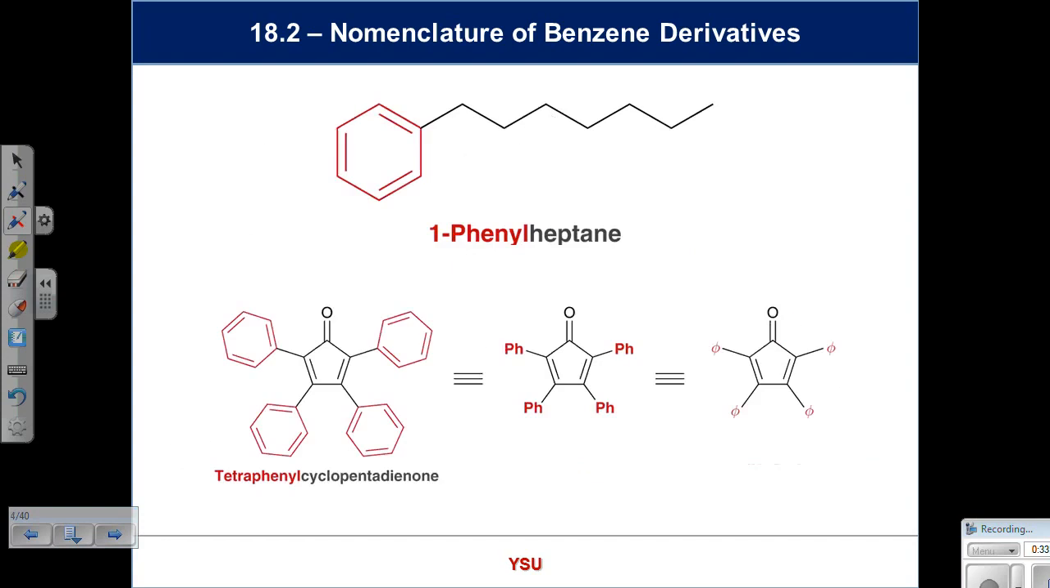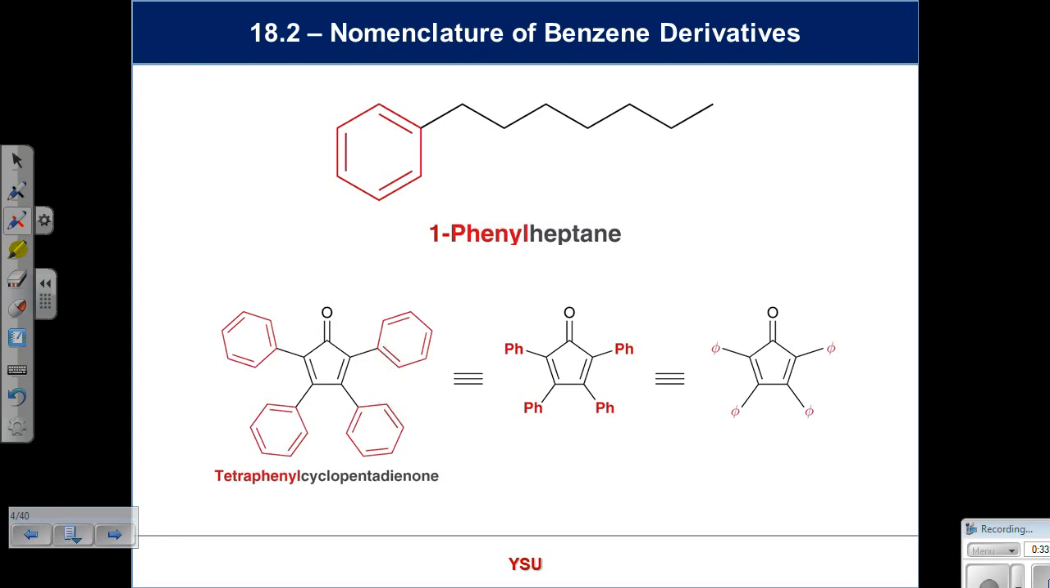Other ways of drawing these things, other ways of using this as a substituent. Remember in the past we did a system where if it's simple enough to call a molecule a chloride, do so. If it's not, use chloro or bromo instead.